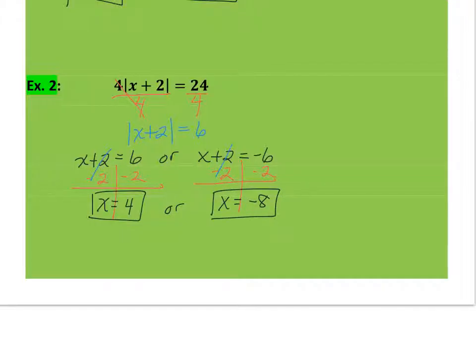And if we plug that back in, plug in 4 for x here, 4 plus 2 is 6. Absolute value of 6 is 6 times 4 is indeed 24, so that checks. Plug negative 8 in for x. Negative 8 plus 2 is negative 6. Absolute value of negative 6 is 6 times 4 is still 24. So both solutions check.